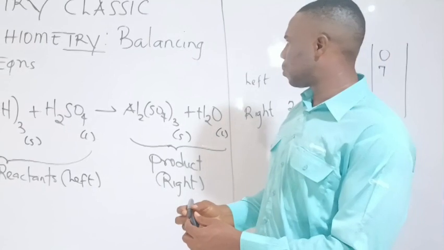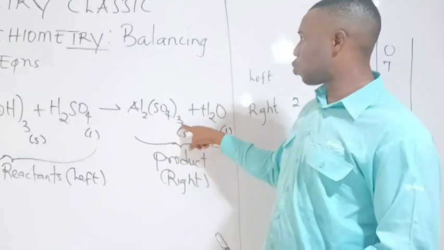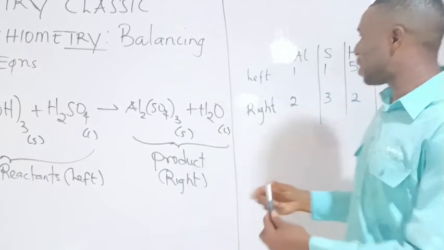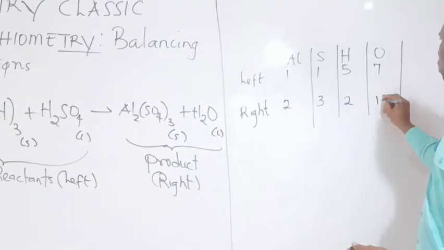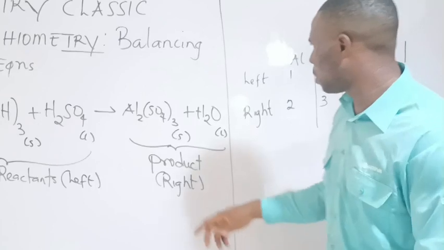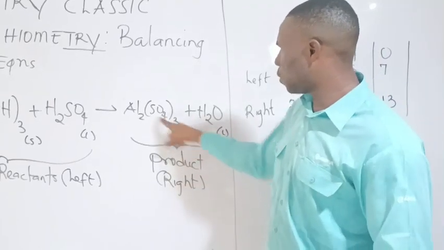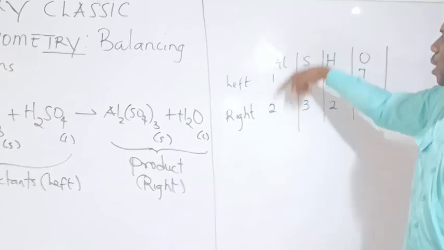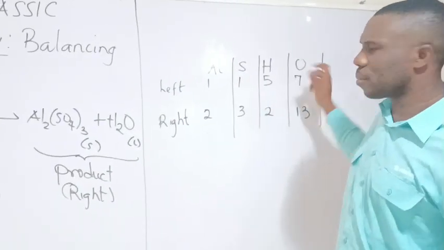And on the right, we find 4 times 3 is 12. 12 times 1 is still 12. Then 1 times 1, so this is 13. We have 13 oxygen right here. If I'm not mistaken, let's see. 4 times 3 is 12, 12 times 1 is 12. Yeah, so it's 13. So I have to make sure that these numbers are the same, both on the left and on the right.